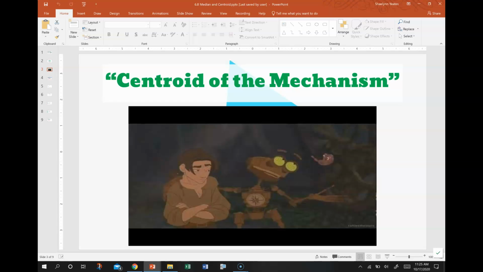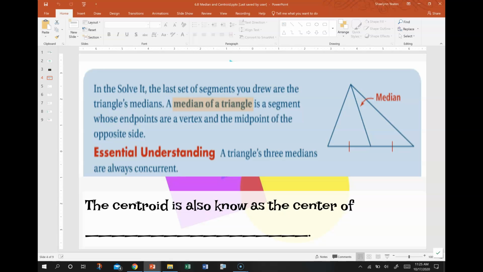Now, if you've ever seen the movie, you will know that the centroid of the mechanism is the center of the planet, the planet being the mechanism. So the center of the planet, they call it the centroid because it is the center of gravity. Now, the center of gravity is kind of cool because it's that balancing point. So we can find the balancing point of a triangle by connecting all the medians.